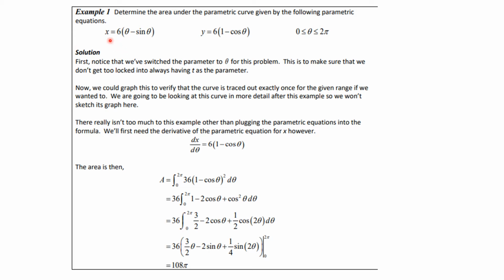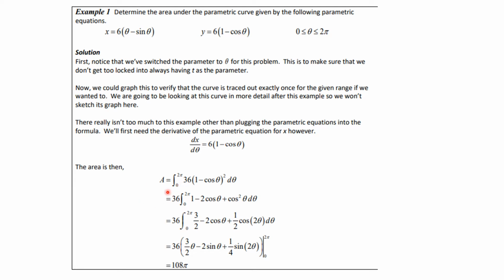So we have x equal to 6 times theta minus sine theta, and y is this, and so on and so forth. So we have to change variables. We're going to say that dx d theta is equal to, and I take the derivative here, the 6 just sits there, I get 1 minus cosine theta. So that is what dx d theta is. And y is 6 times 1 minus cosine theta.